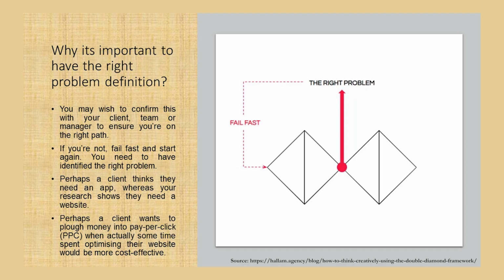If you are not, then you can fail fast. So, if you have not understood the problem itself, you can quickly fail fast, and then you can repeat your discovery phase. Okay. So, then once you have done that, maybe a client thinks that they need an app, whereas your research shows that they need a website.